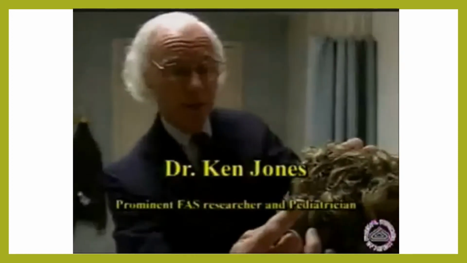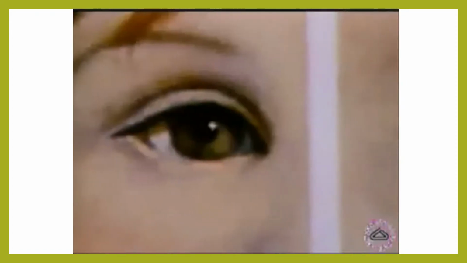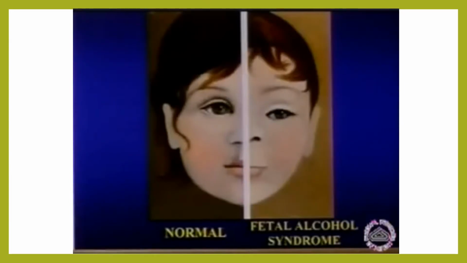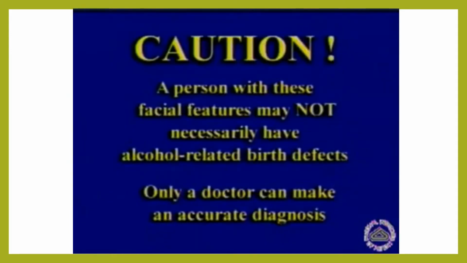Only doctors can make a correct diagnosis of fetal alcohol syndrome. The facial features of FAS include small eyelid openings, short upturned nose, long upper lip from nose to mouth with a thin red border and a deficient central groove, reduced head size. Fetal alcohol syndrome affects brain development as well.